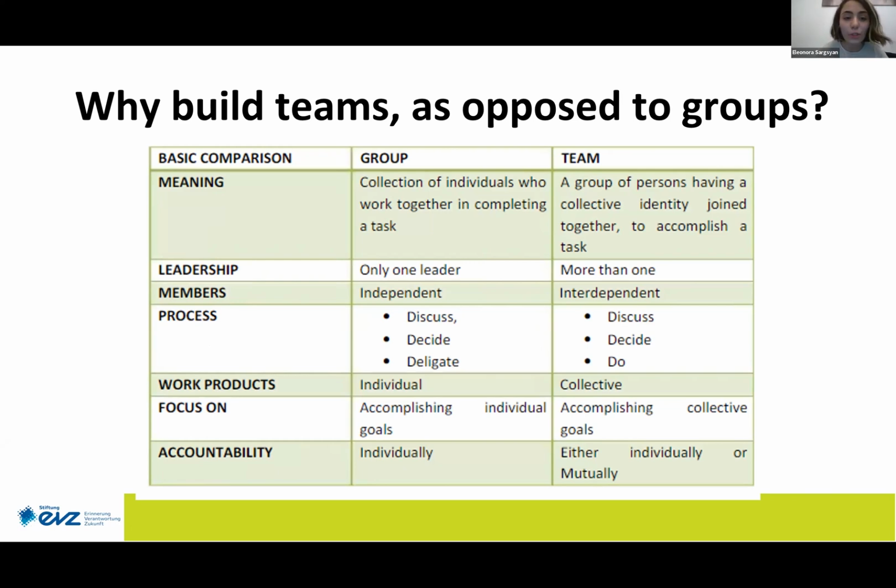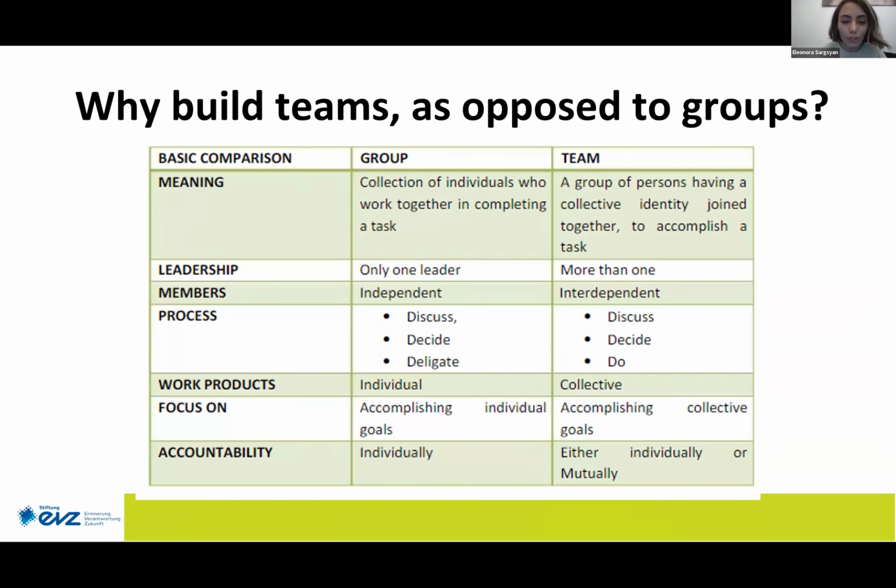In the case of leadership, in a group we have only one leader, or usually we do not have leaders. In a team, there are many leaders and everyone can be a leader, and there are usually no formal leaders, if the team is not already developing into a formal organization type. So members are independent in the case of a group. And in the case of a team, members are interdependent in a positive sense of this word. This doesn't mean codependent, this means interdependent.